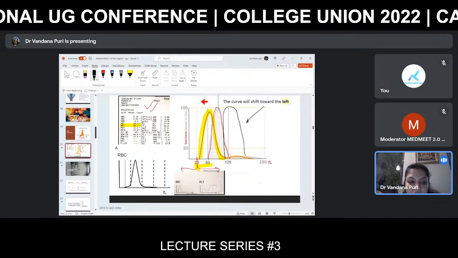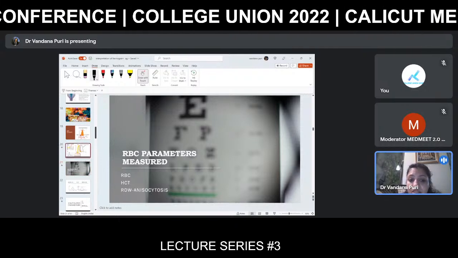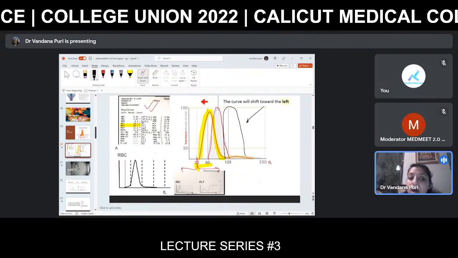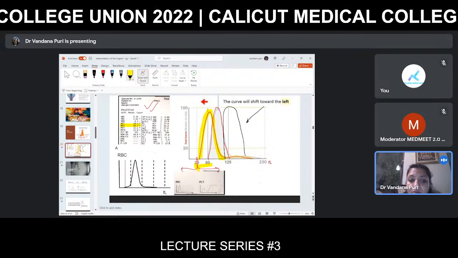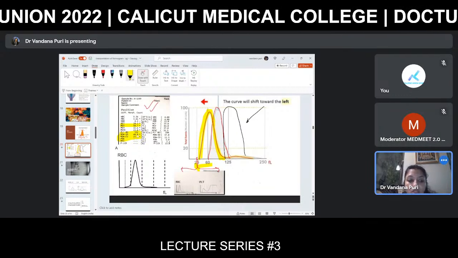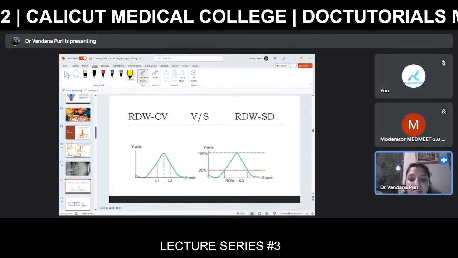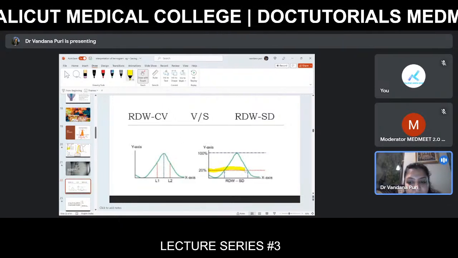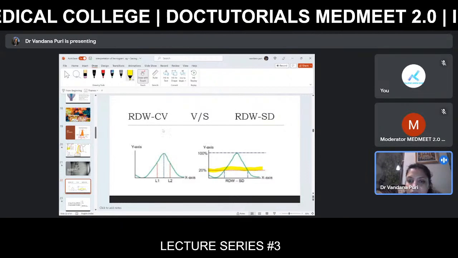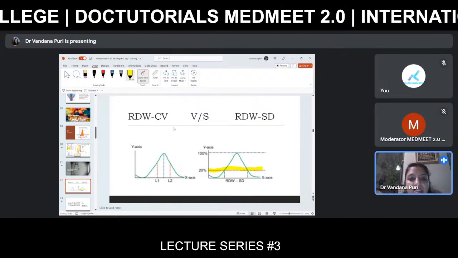So now let's look at these RBC parameters. I told you that looking at the curve, this might be a case of iron deficiency anemia. Why? Because apart from MCV, the second parameter that is going to help me a lot here is your RDW. So what is an RDW? We have two types of RDW, CV and SD. SD means you measure the volume at the 20% height of the graph. Whereas RDW CV is basically your SD divided by MCV.